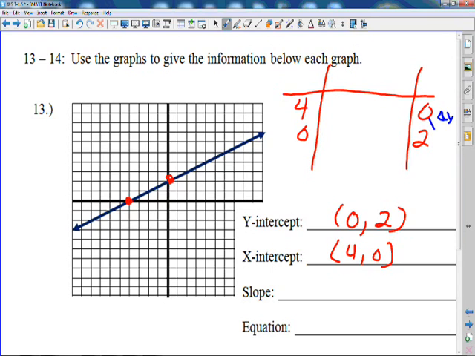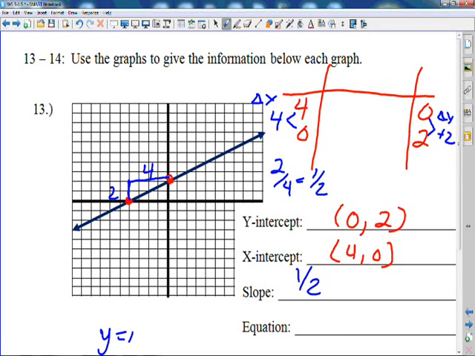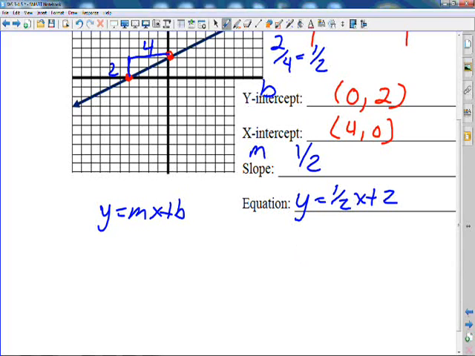Delta y, the change in y, is plus 2. Well, look, I'm going up 2. And delta x, I'm going over 4. Well, 2 over 4 reduces to 1/2. That's my slope. My equation, y equals mx plus b. There's b, there's m. Y equals 1/2 x plus 2. Can you write that another way? Yeah, we could write it like this, 2 plus 1/2 x. That would mean the same thing.